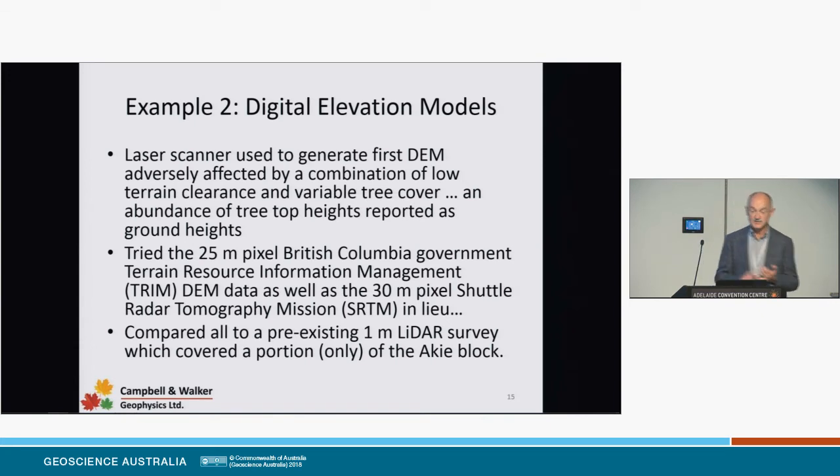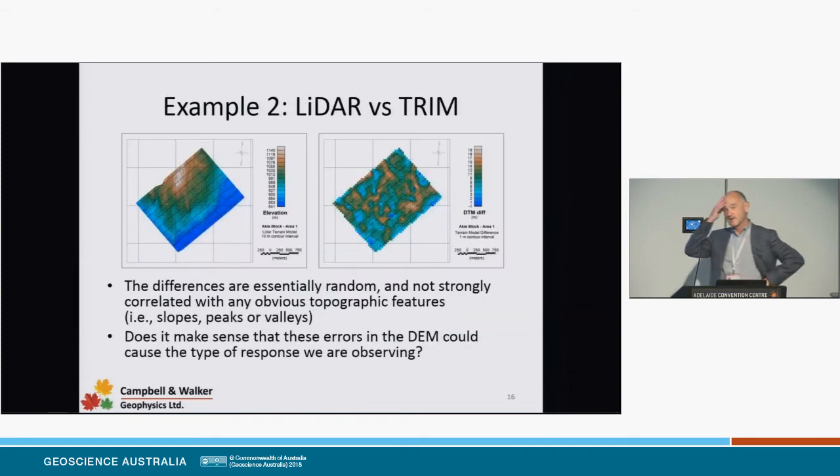The laser scanner from the Falcon system, used to generate the first terrain model, turned out to be adversely affected: it was picking some treetops and not others. We were flying an aggressive drape with close line spacing. We weren't getting a swath, so it was incomplete. So we're going to use the BC TRIM data. It's supposed to be really, really good. It's ground surface, 25 meter pixel. We compared it to the LiDAR.